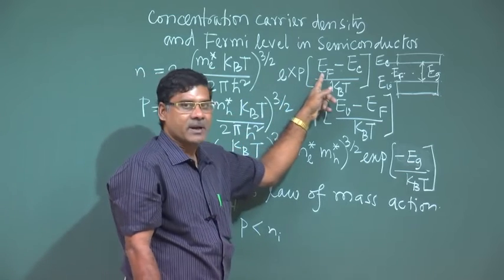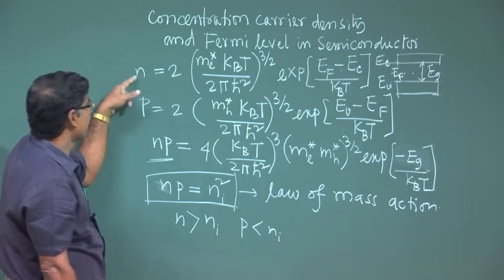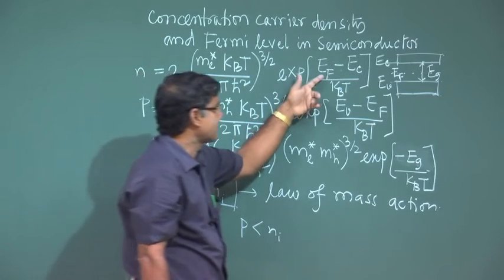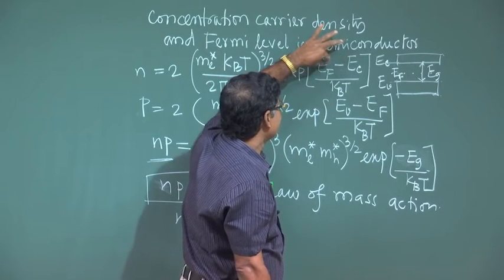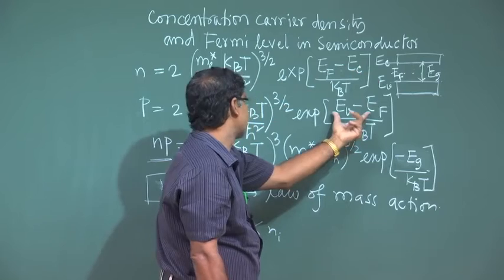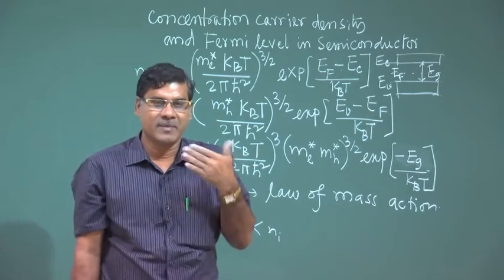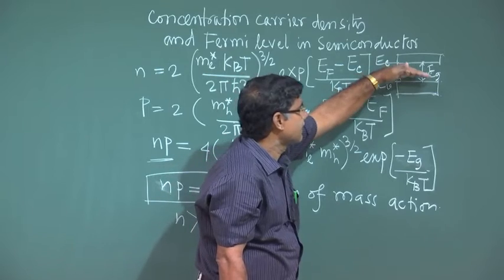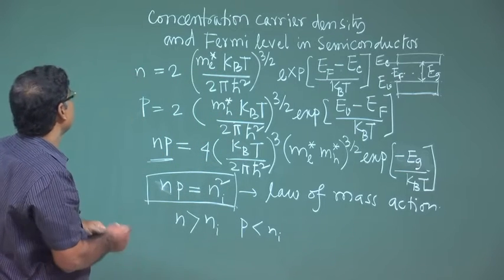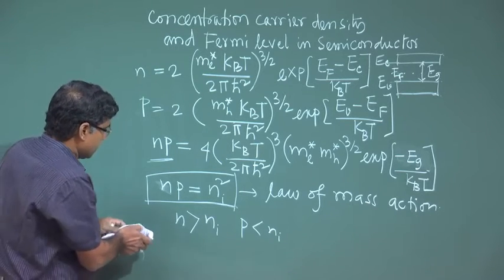So the position of the Fermi level is very, very important. When N equals P, it is expected that the separation between E_f and E_c, and between E_v and E_f, will be more or less equal. So E_f will be more or less at the middle of the band gap. So that one can see, for an intrinsic semiconductor.